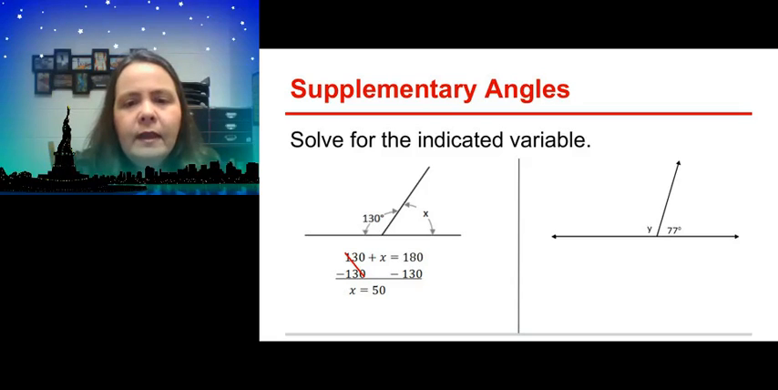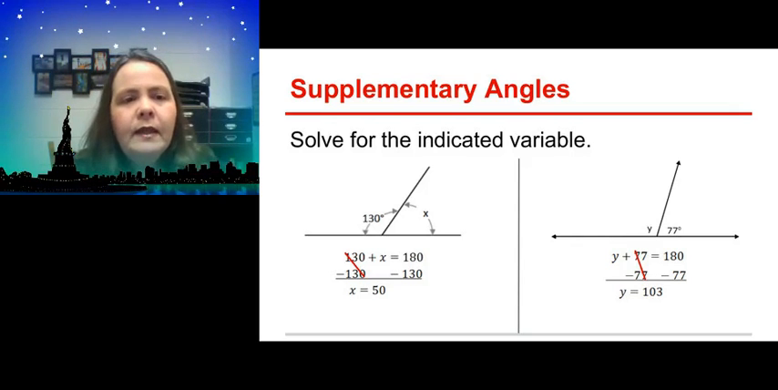And then on the right-hand side over here, with the y and the 77, I know that y plus 77 is 180. I'm going to subtract my 77 from both sides. When I cancel the 77s on the left-hand side and simplify, I get y equals 103.